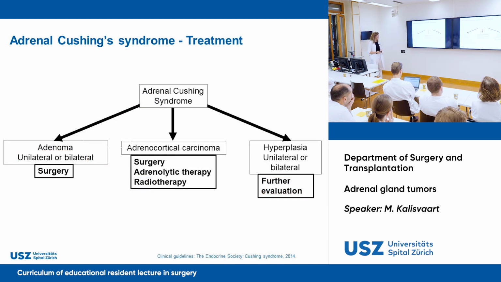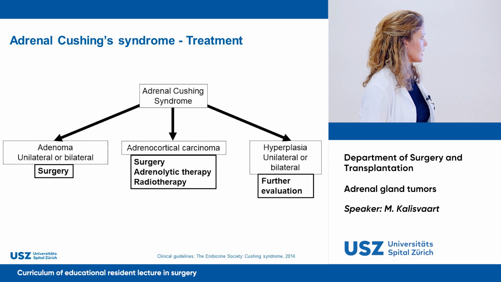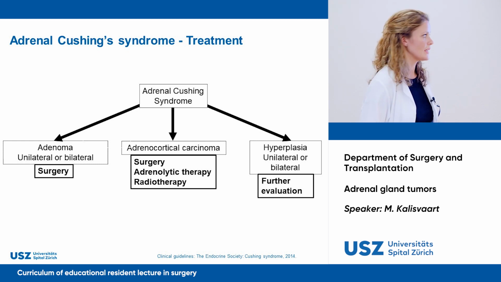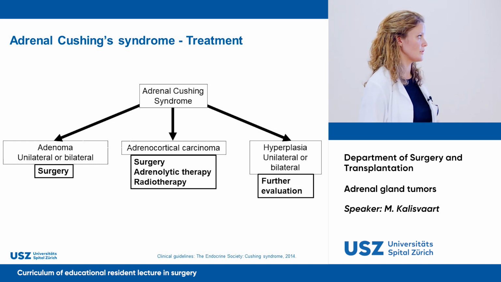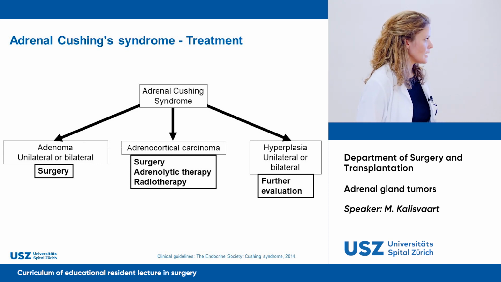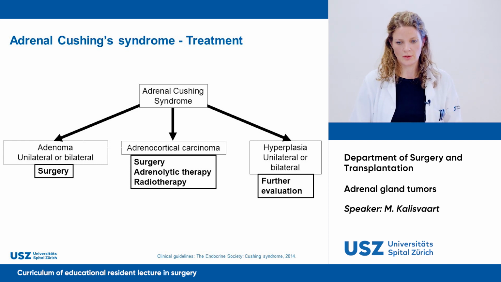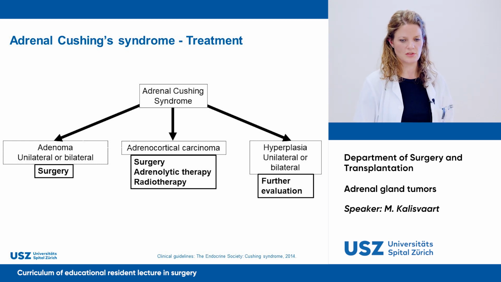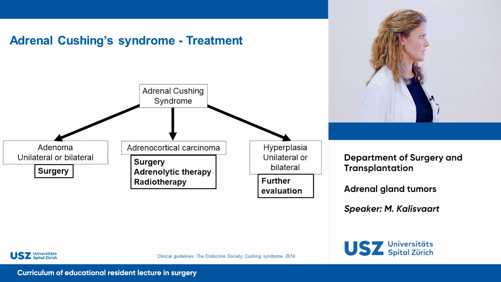So if we have this, there are also another 3 options. In case of an adenoma, it can be unilateral or bilateral, and surgery should be performed. In case there's a suspicion of an adrenocortical carcinoma, so a malignant tumor, surgery should be considered if that is an option, or adrenolytic therapy or radiotherapy. And the third case is the hyperplasia, which can be unilateral or bilateral, and then further evaluation is required to see on which side it actually comes from.